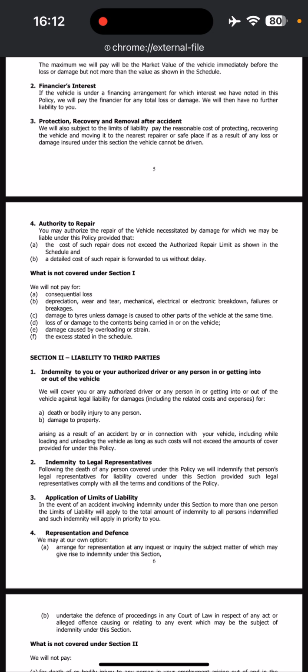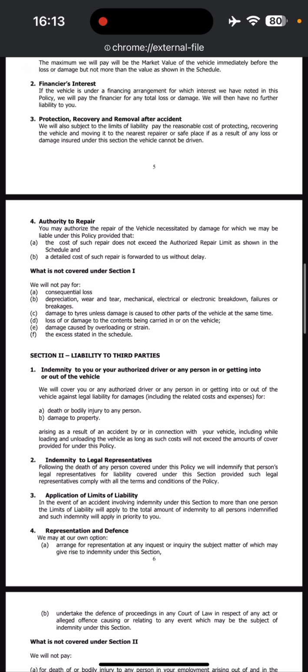So, authority to repair your car. You may, for example, have an accident somewhere, maybe in Lodwar, and you're far from your insurance company, so it will be hard for you to move to Nairobi. So you just repair your vehicle, and then you get the necessary receipts, and then you proceed with the journey, and then you're going to claim in Nairobi.